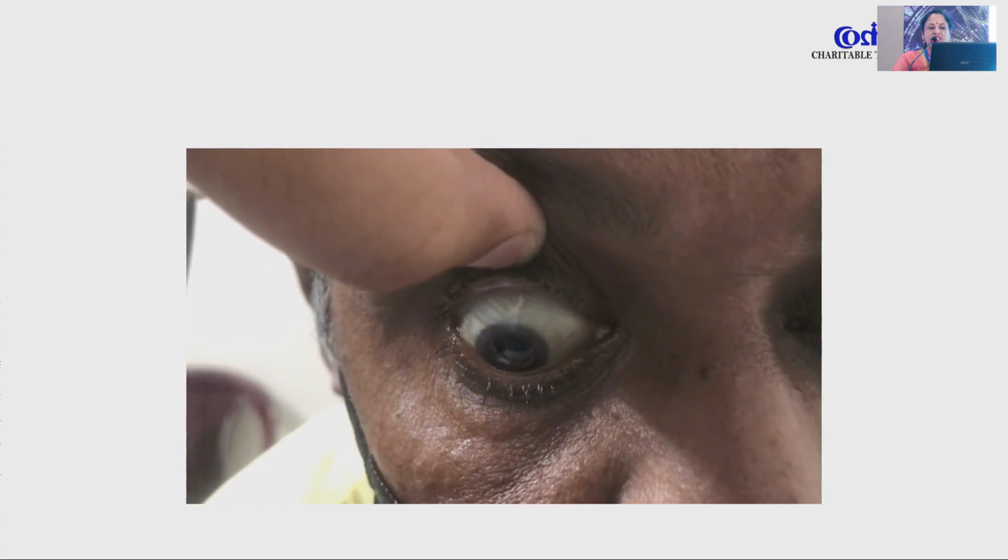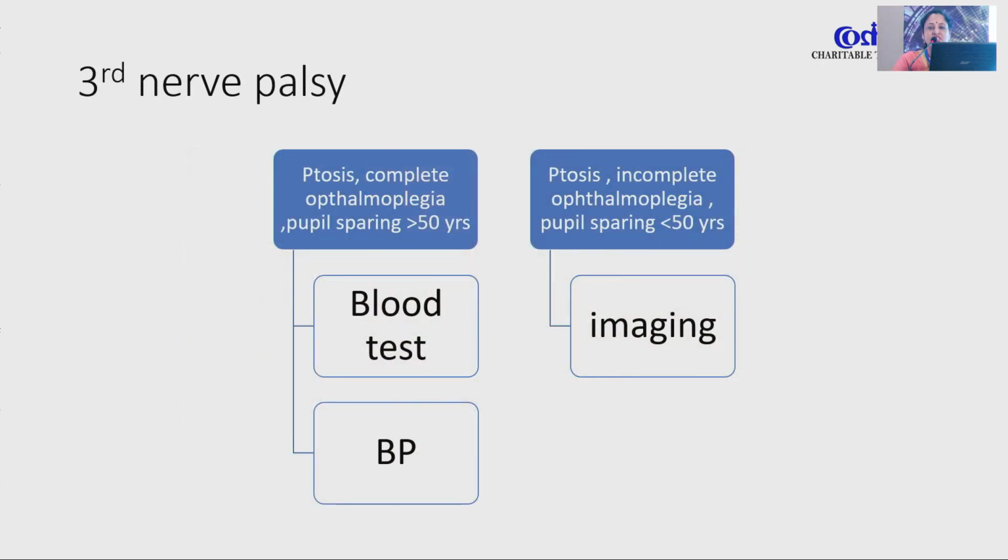So how do you look out for whether a fourth cranial nerve palsy is associated with it? You have to look for the intorsion. On the slit lamp, you have to focus on the vessel in the superonasal aspect, and you can see the movement, which indicates that intorsion is persisting, so the fourth is okay. Then you go on to manage this: you do a blood test and a BP in case it is ptosis with complete ophthalmoplegia and pupillary sparing in more than 50 years. Suppose you have ptosis and incomplete ophthalmoplegia in less than 50 years, definitely you have to go in for imaging.